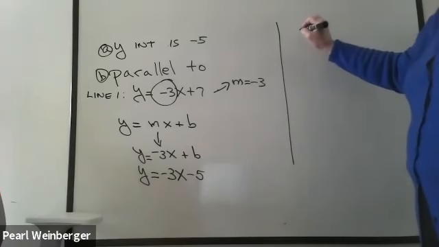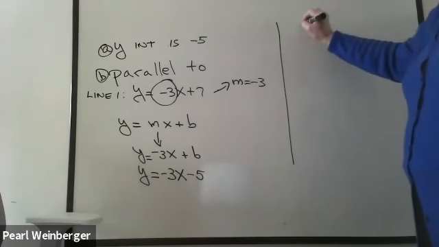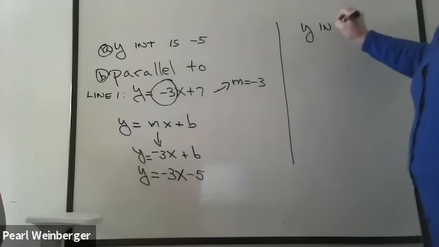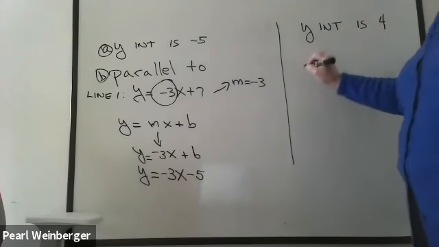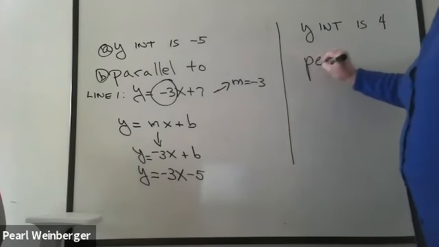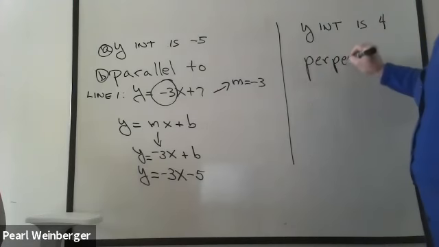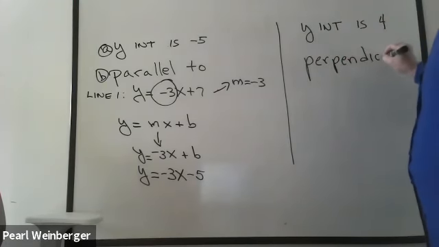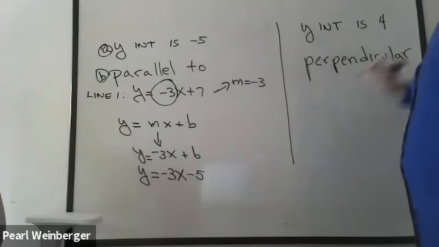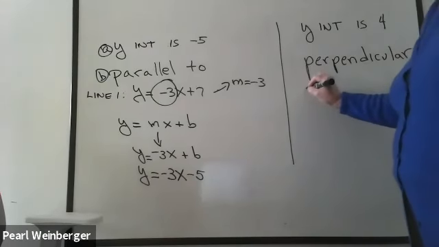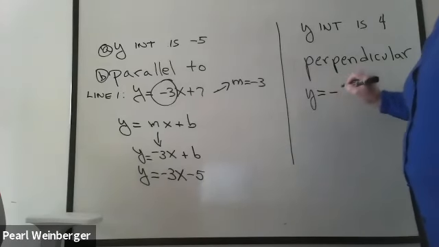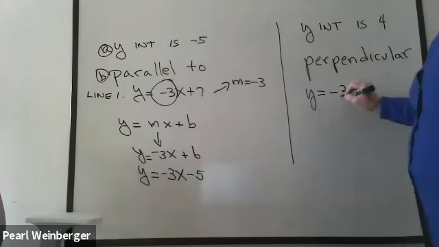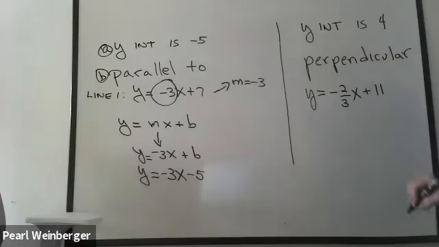Suppose I have a line whose y-intercept is 4, and it's perpendicular to the line y equals -2/3x plus 11.